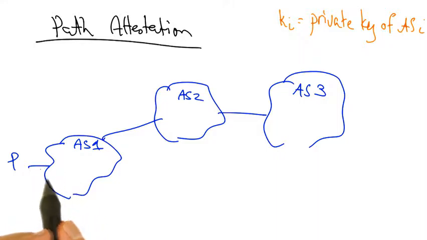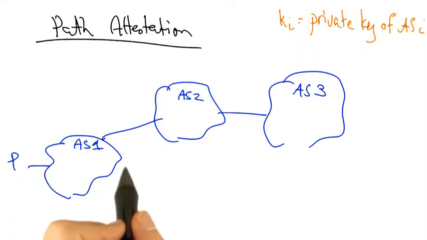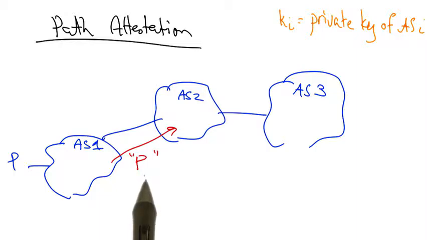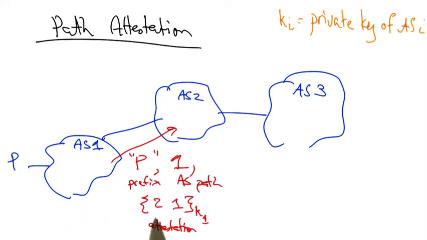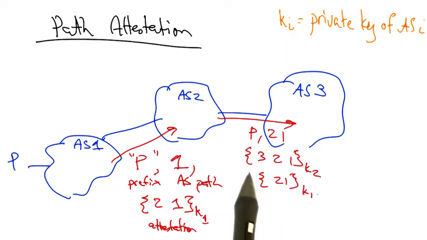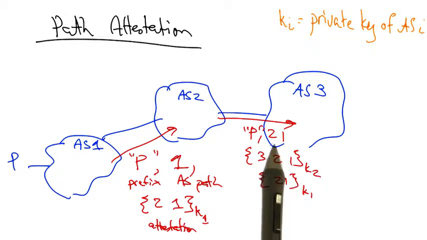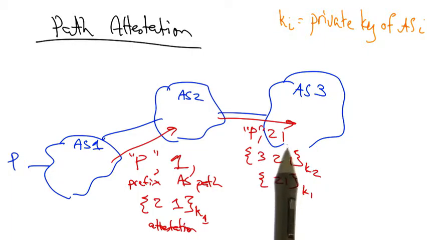So let's suppose that AS1 advertises a route for prefix P. That route would contain the prefix as well as an address attestation, which we're not showing, but let's look at the path attestation. As usual, the BGP announcement would contain the prefix P and the AS path, which so far is just 1, and the path attestation, which is actually the path to 1, signed by the private key of AS1. When AS2 re-advertises that route announcement, it of course advertises the new AS path, 2 1.